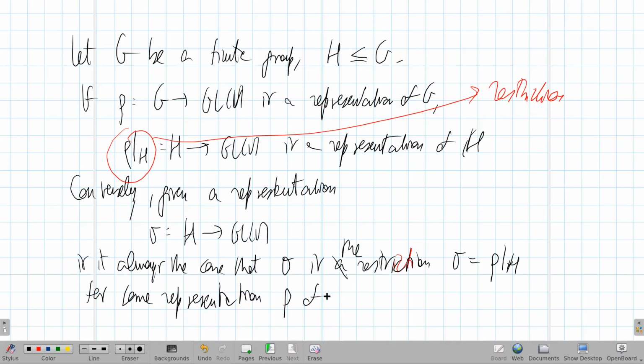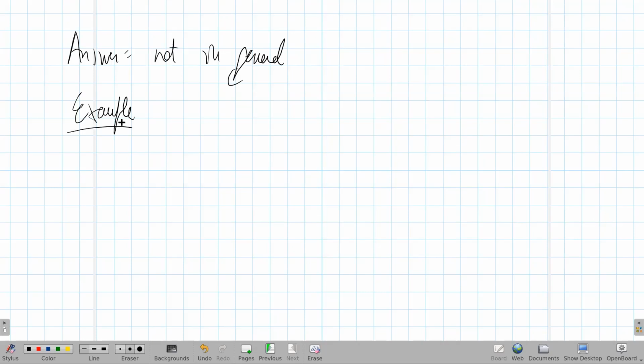Rho of G. And the answer, unfortunately, is no. Not in general. And why is this not true in general? Of course, if I'm saying that this is not true in general, it suffices to give you an example. And the example we have is the following.